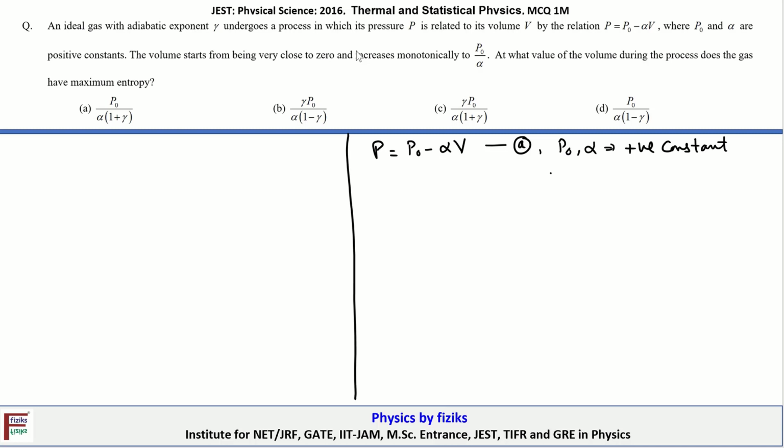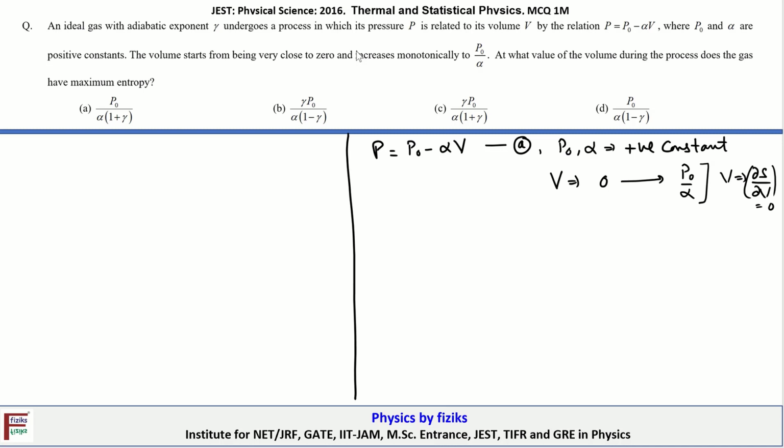So that means volume is going to change from a value that's very close to 0 to a certain value P naught by alpha, and we have to find the value of volume for which the entropy is going to be maximum. So the variable here is volume, so we have to make use of the condition that dS by dV, the change in entropy with change in volume, is equal to 0. So we will make use of this result. Now the point is how we can solve this problem.